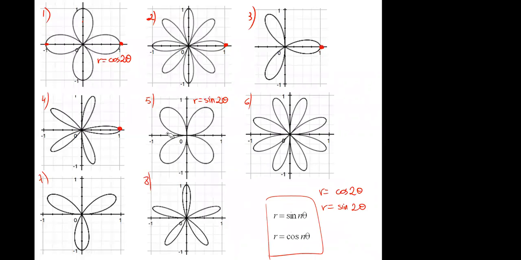Now, sine at 0 is 0. That means 1, 2, 3, 4, it's a cosine function. The rest of them are sine. And now let's count the loops. 1, 2, 3, 4. 1, 2, 3, 4, 5, 6, 7, 8. This is 8.